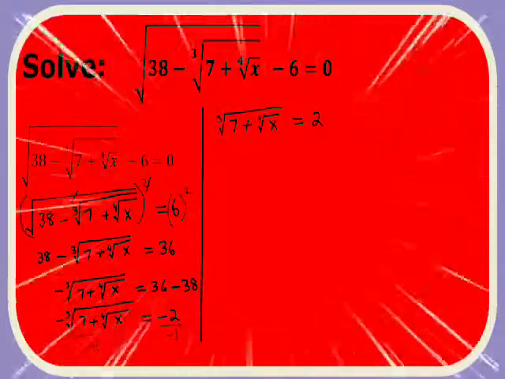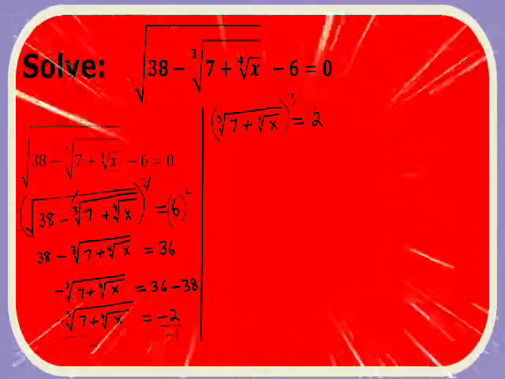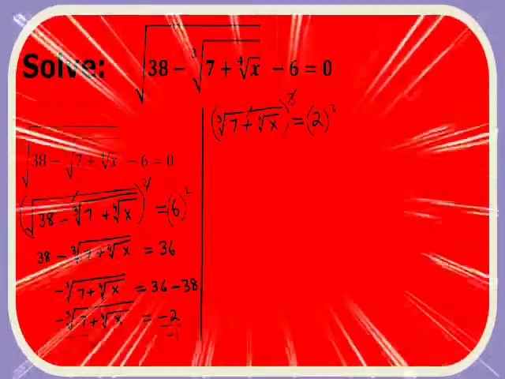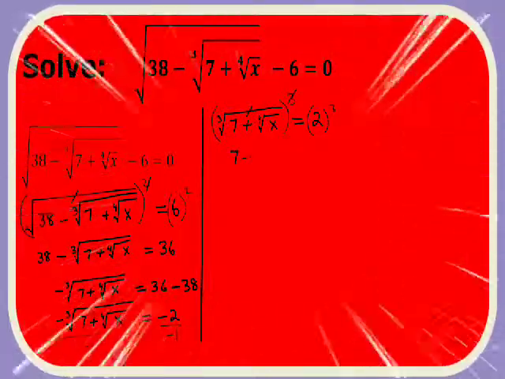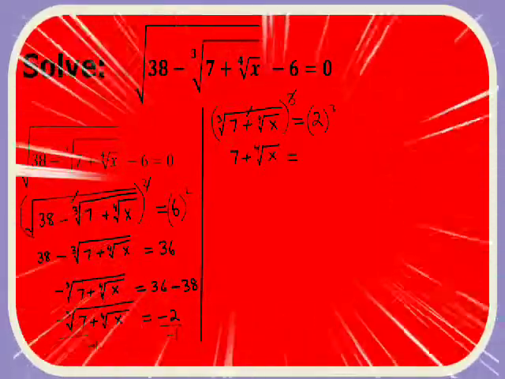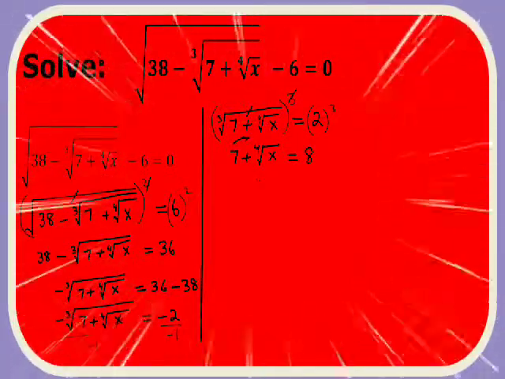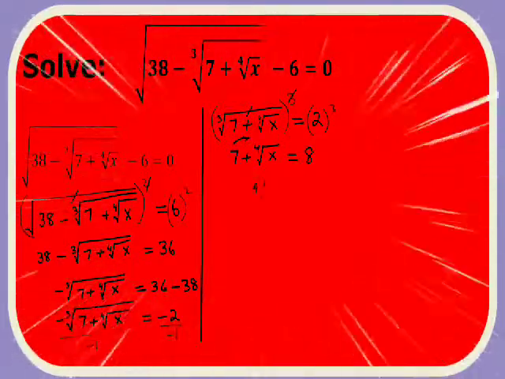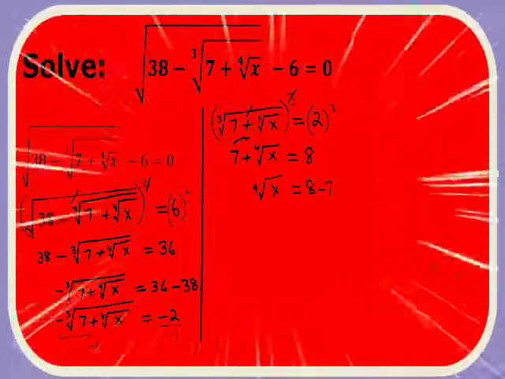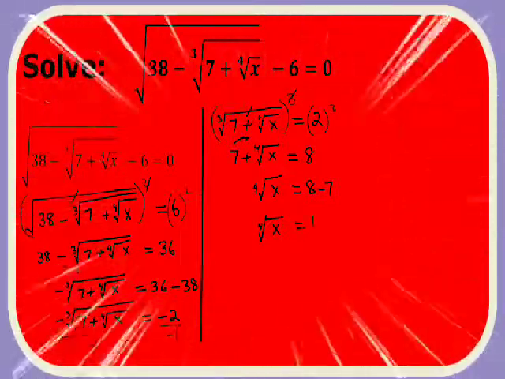So we got on the left hand side the cube root of 7 plus the fourth root of x equal to 2. And now we want to undo this cube root. So therefore, I am going to take the power 3 on both sides. As you can see, this cube and cube root are gone. So we ended up with 7 plus the fourth root of x, and we know 2 to the power 3 is 8. Let's move this 7 to the right hand side. So this is going to become the fourth root of x equal to 8 minus 7. So therefore we got the fourth root of x equal to +1.